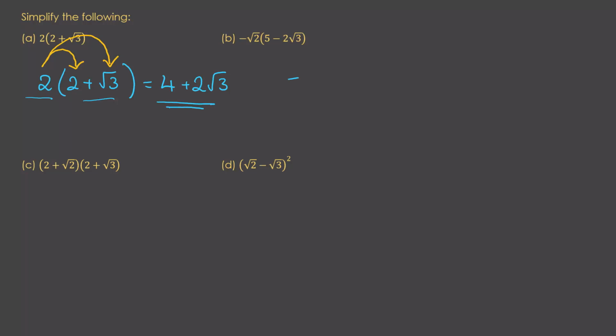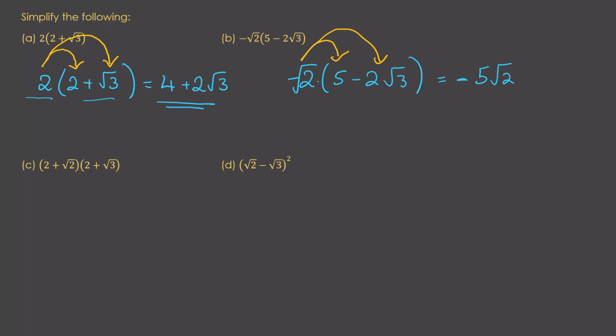Now here I have negative root 2, and then I've got 5 take away 2 root 3. But it's the same patterns that we're going to be using. So we're going to be doing this. Negative times a positive, so the first term is going to be negative, and then it's just root 2 times 5, which we write as 5 root 2.